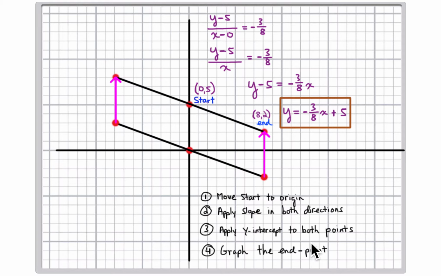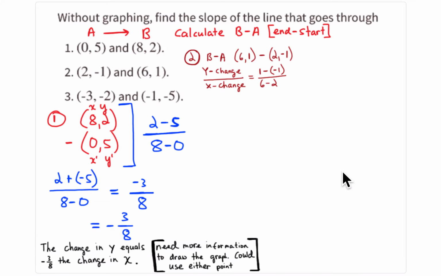Then I applied the y-intercept to both points. And so you have to add those 5 units back. So this line then slides up to here. And finally, I graphed the endpoint. And the endpoint is right here at 8, 2. All right. This seems tough and I'm undecided whether I should do this or not. But I'm just going to go through it, and the more times you look at it and think about it, the easier it will be.